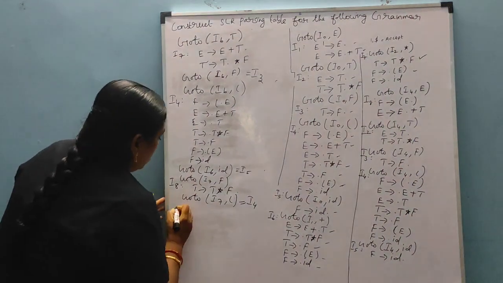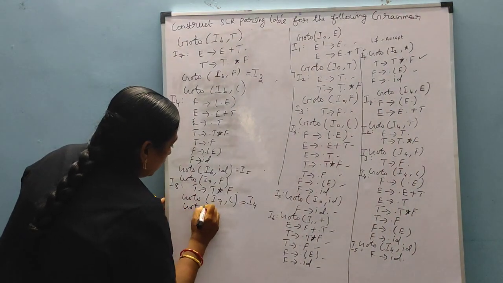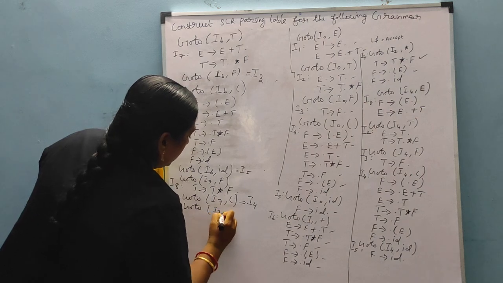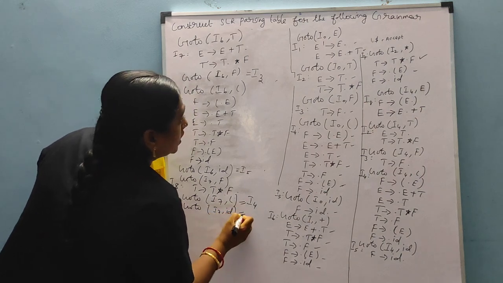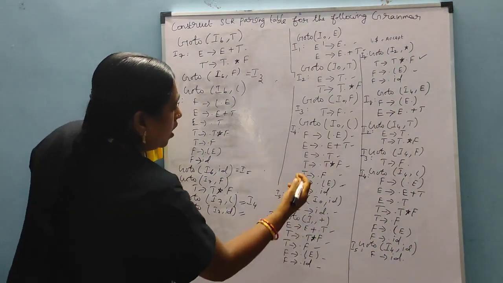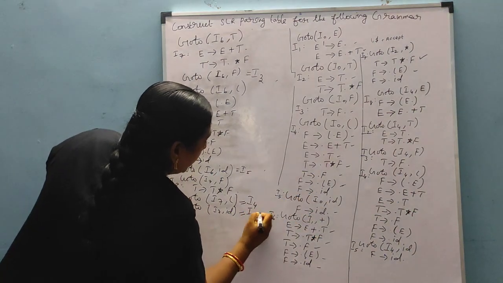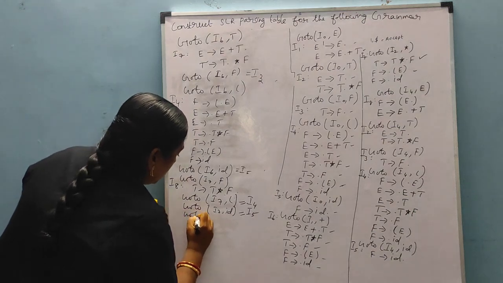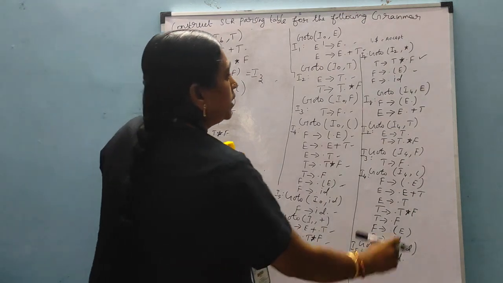Okay. So next one, go to I7 comma ID. I7 comma ID. What is the state? F tends to ID dot, that replicates which one? I5 state. So directly I am writing the result as I5. So next one, go to I7 completed.